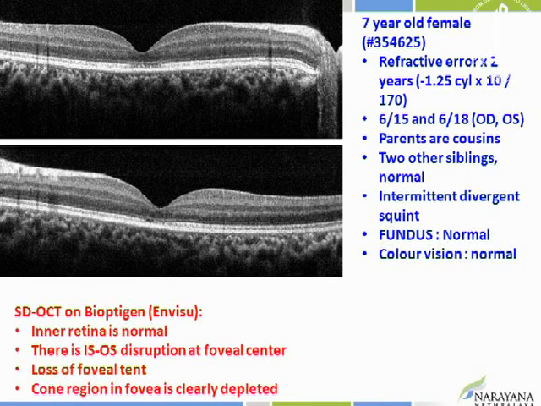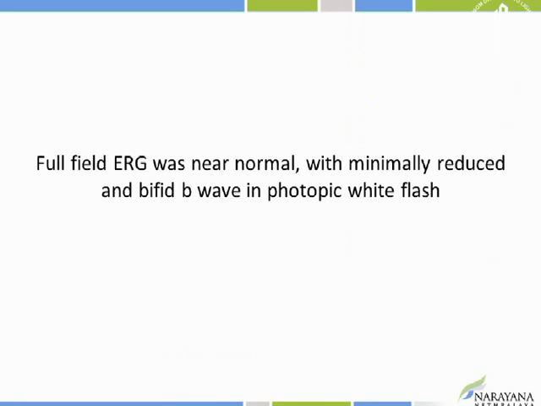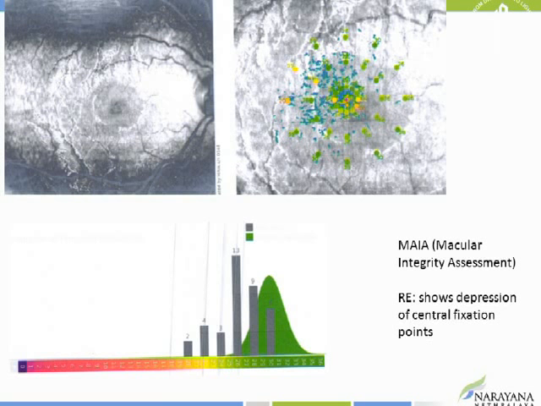The cone vision in the fovea seems to be depleted. So interestingly, a full field ERG was almost normal, with minimally reduced and a bifid b-wave with the photopic white flash. I'm trying to show you how some OCT findings can be subtle and actually can tell you a tale that's otherwise going to be missed.